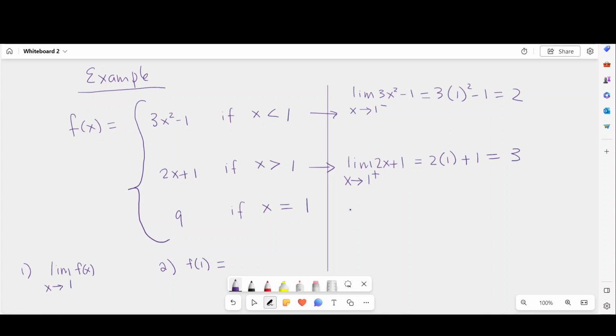Since the two one-sided limits are not the same, we write the limit of f of x as x approaches 1 does not exist. To answer question 2, what is f of 1? f of 1 equals 9.